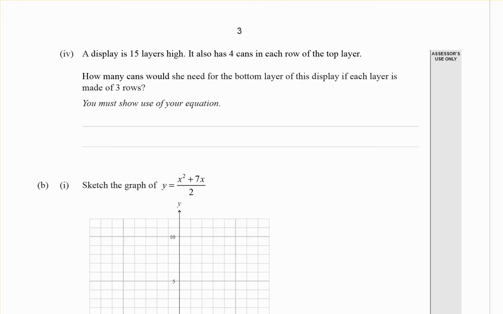Right, the display is 15 layers high. It also has 4 cans in each row of the top layer. How many cans would she need for the bottom layer of this display if each layer is made of 3 rows? So if we remember from the previous page, layer and the number of cans. Layer 1, remember, had 4 times 3. Number 2 had 5 times 3. N had n plus 3 times 3. How many cans would she need for the bottom layer? So that would be layer number 15.